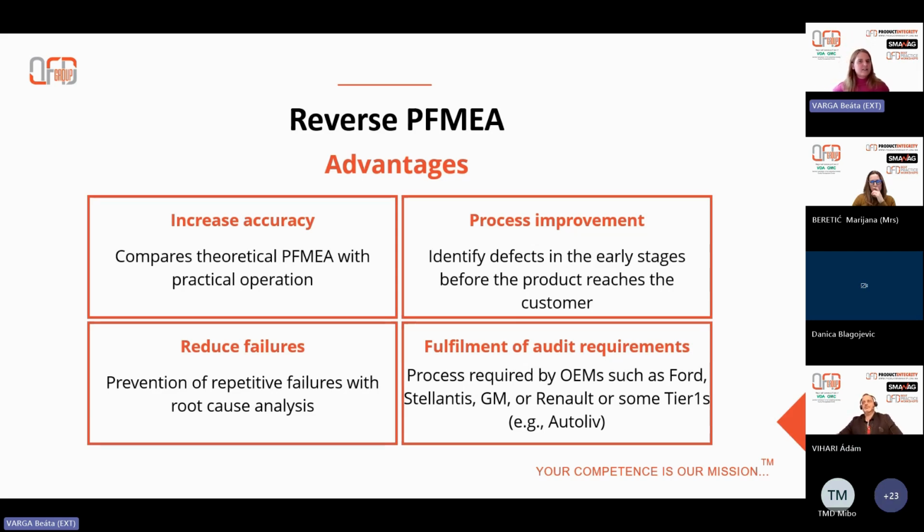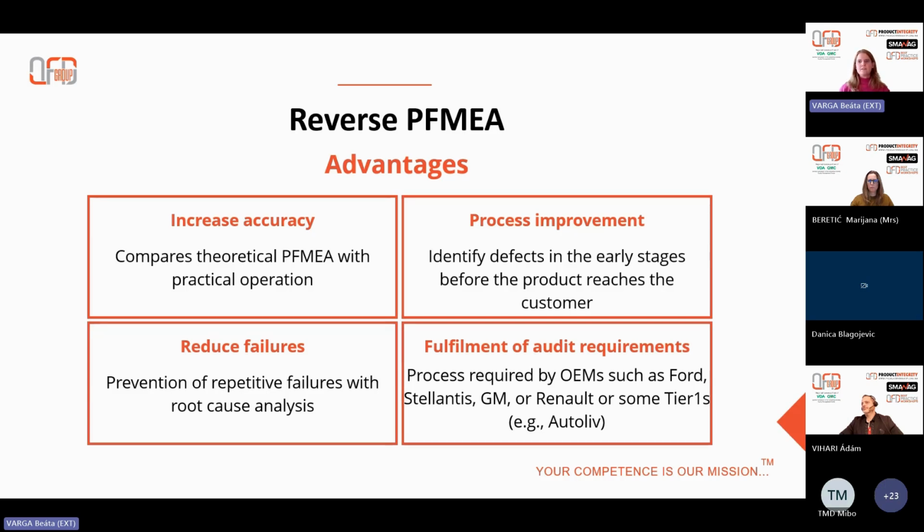First, what are the advantages of the reverse PFMEA? First is increased accuracy. It helps us to increase the accuracy by directly comparing the theoretical PFMEA with what actually happens in the real operation. We make sure that our risk analysis truly reflects the reality. The second is that it supports process improvement. By trying to create defects in a controlled way, we can identify weaknesses very early before this defect reaches the customer. And the third one, it helps us reduce the failures.